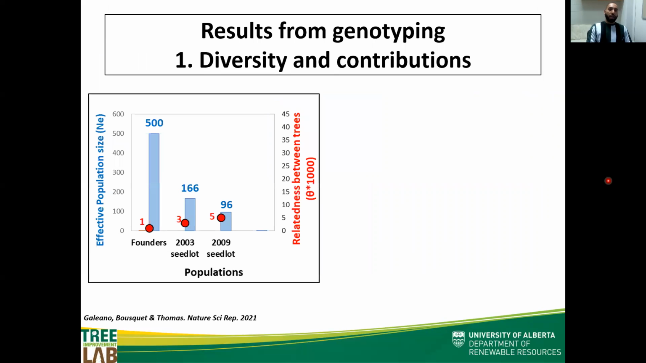First of all, here I am showing in blue columns the diversity, which is expressed in effective population size, and in the red dots I am showing the relatedness. The highest diversity was found in founders with the lowest relatedness, which is what we desire. And for seedlots 2003 and 2009, we found a decrease in diversity and a slightly increased relatedness.